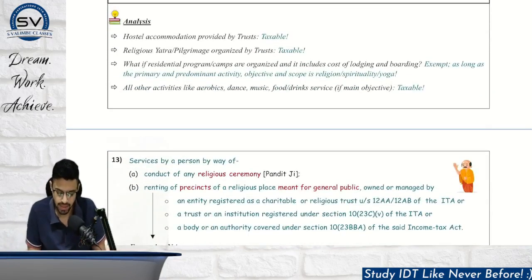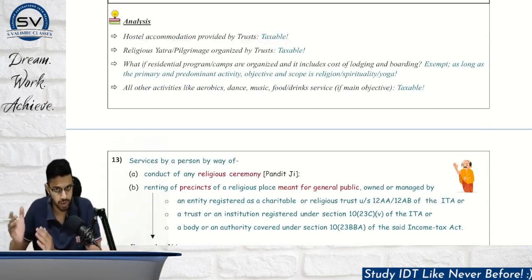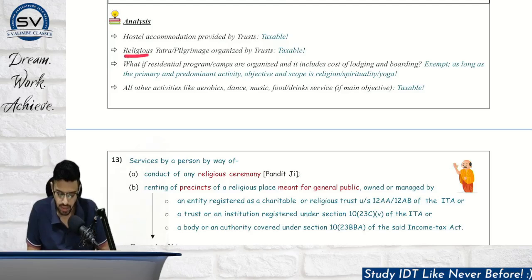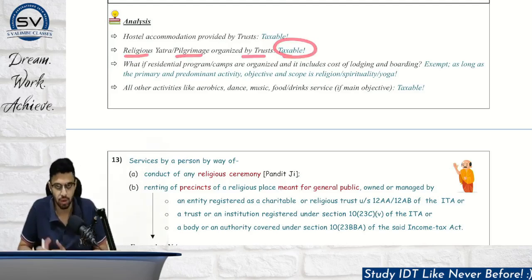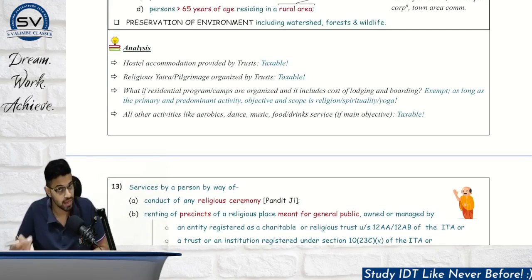Let's see certain analysis. Hostel accommodation provided by trust, that is taxable because hostel accommodation is not charitable. Religious yatra, pilgrimage, that is also taxable because that is also not directly charitable.